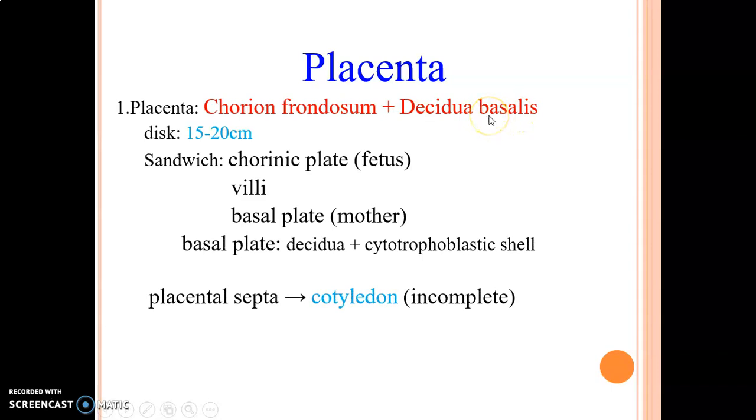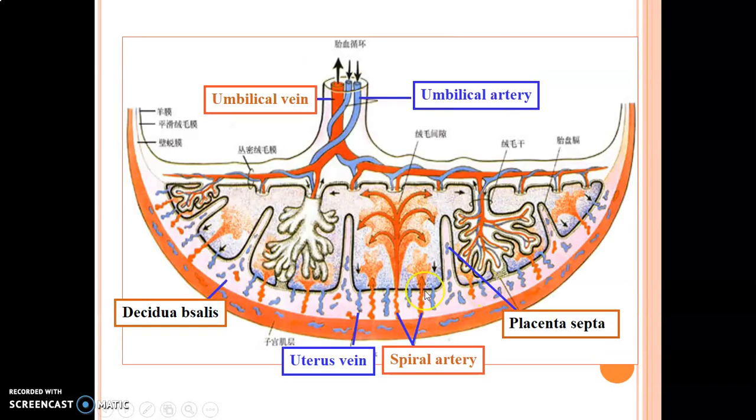It's 15 to 20 centimeters in diameter, and it's formed sort of like a sandwich. The fetal part, which is the chorionic plate, and the basal part from the mother, but in between you have the chorionic villi. So the basal plate is formed by the decidua and the cytotrophoblastic shell. The maternal portion of the placenta has placental septa dividing the placenta into 15 to 20 lobes, and these are the cotyledons, which are incomplete lobes. So again, this is the image of a placenta.